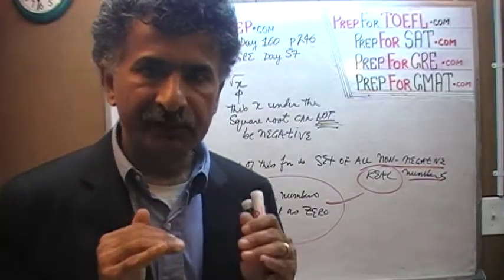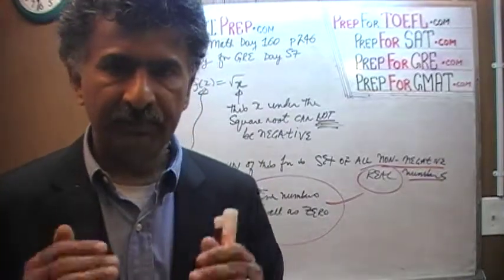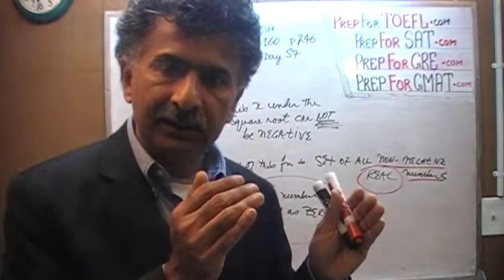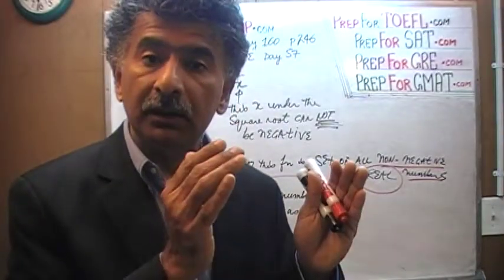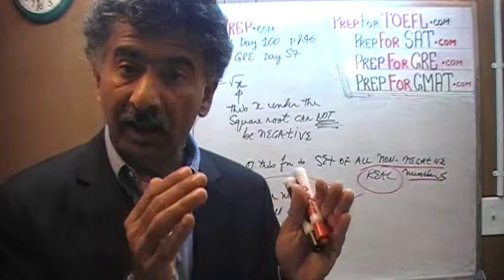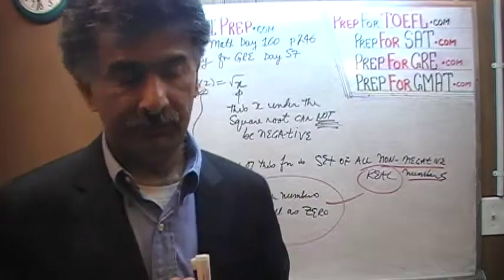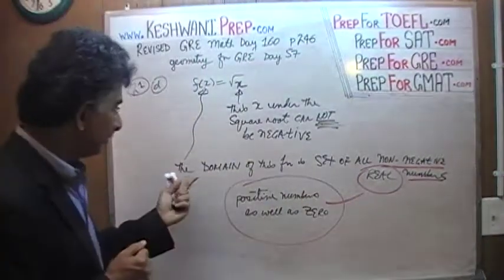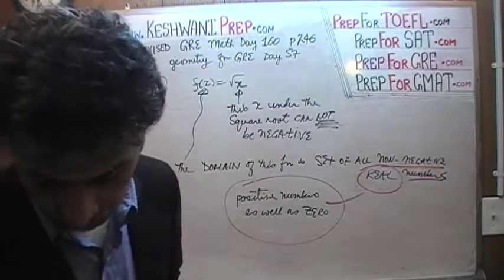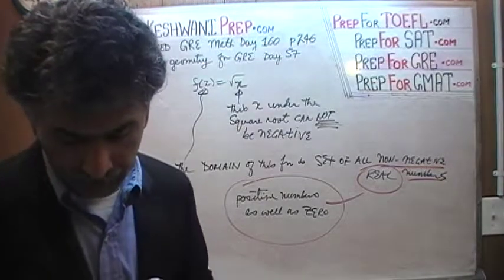When they talk about the set of real non-negative numbers, it simply means it cannot be negative, but it can be 0. It can be positive numbers and 0. That's all it is. So that is the domain of this function. The domain of this function is all non-negative numbers.